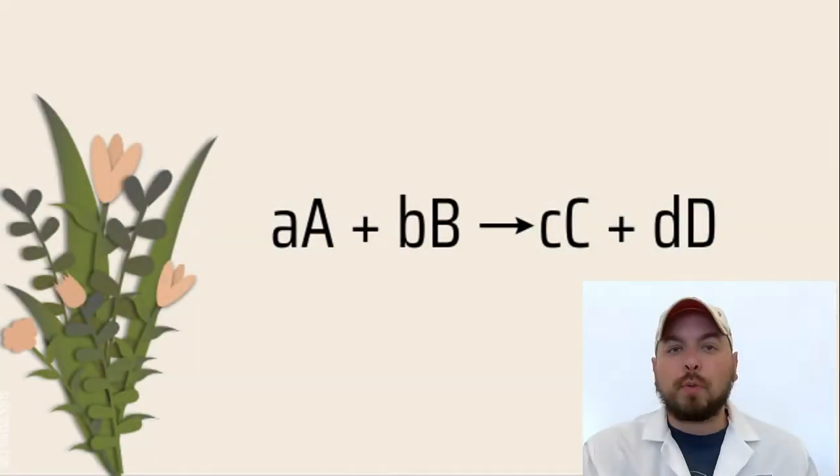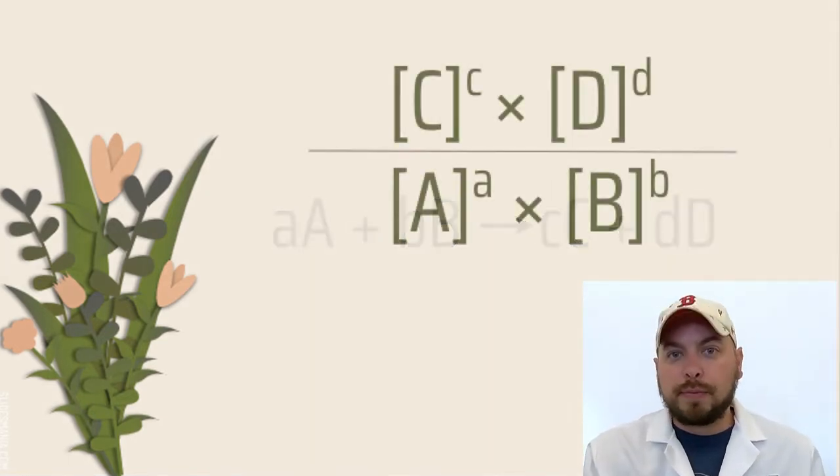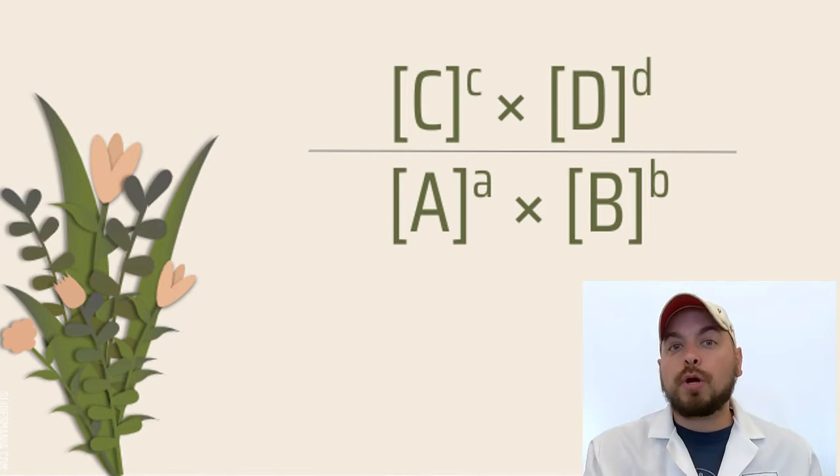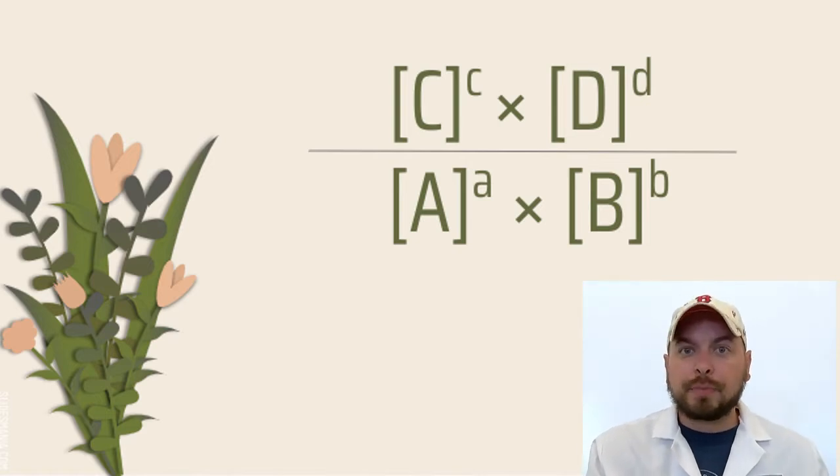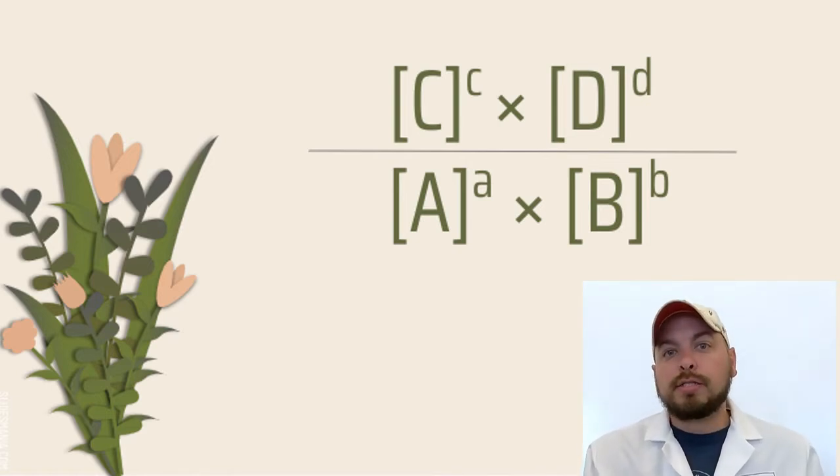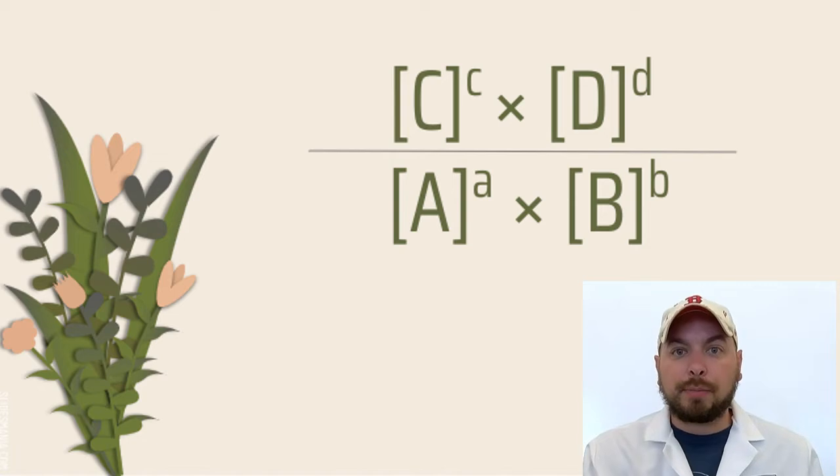So if we're given a generalized chemical equation such as this, where little a is the coefficient for big A and little c is the coefficient for big C, what we would do when we're placing it in the mass action law is we would talk about the concentrations of those products, C and D, raised to the power of their coefficients, little c and little d, divided by the concentrations of capital A and capital B, raised to the power of their coefficients, little a and little b.